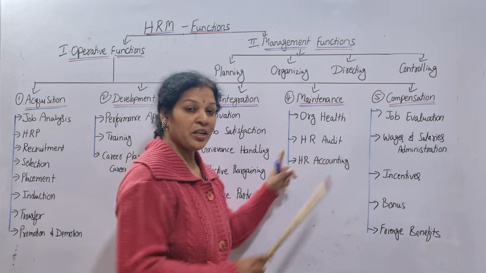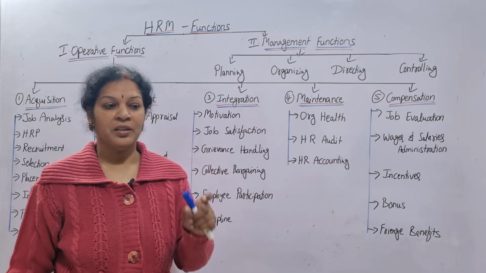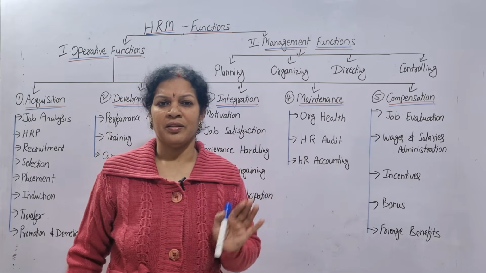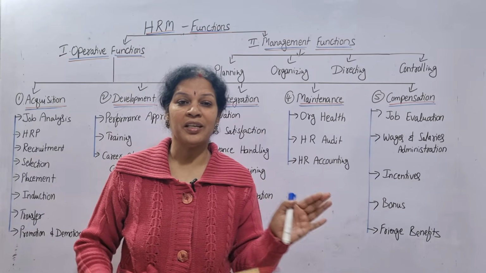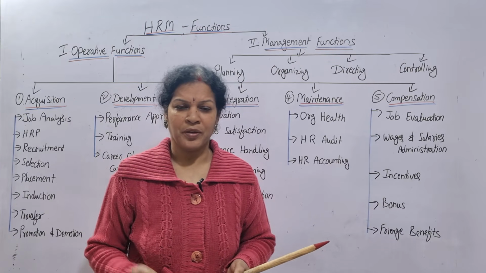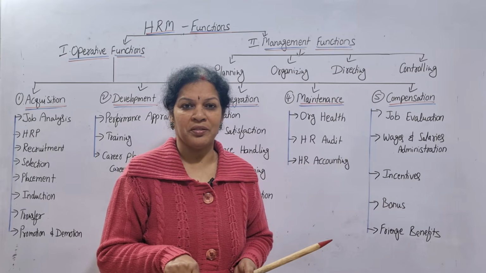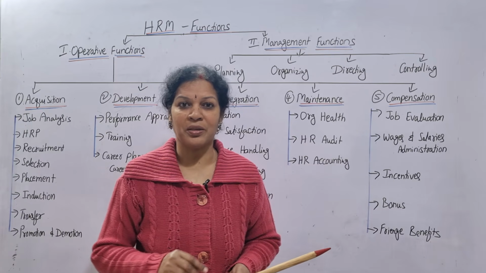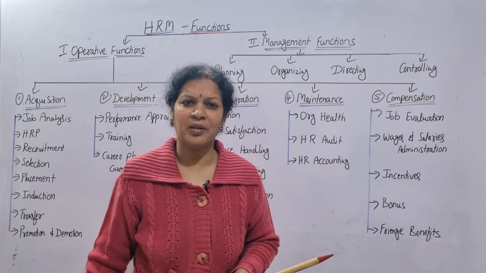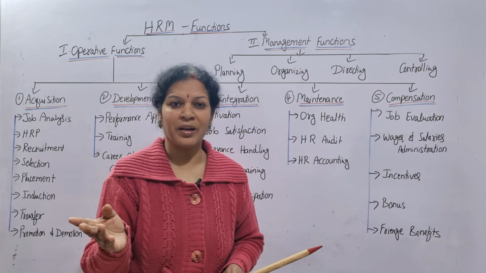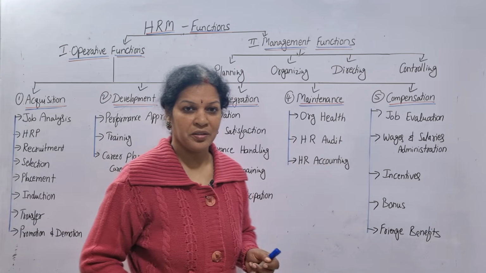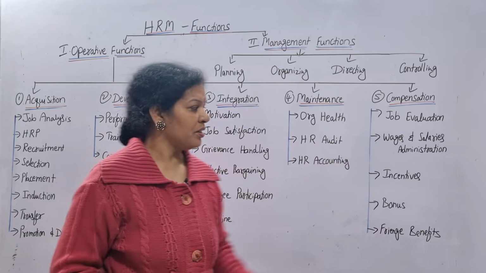In the same way, HR audit. HR audit means checking whether everything is going systematically or not, just checking everything. Auditing means not just accounts auditing, work can also be audited. How the work is going on, how things are going on, just go for inspection, audit it, then automatically you'll come to know where the problems are, what kind of things are going on. That we can say is HR audit, organization audit.